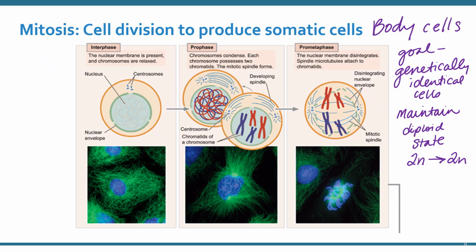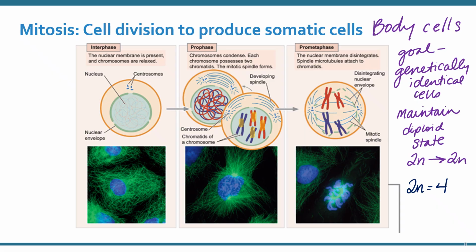This particular cell is diploid with 4 total chromosomes. And so we can count our chromosomes. We'll do it here in prophase: 1, 2, 3, 4, based on our centromeres.